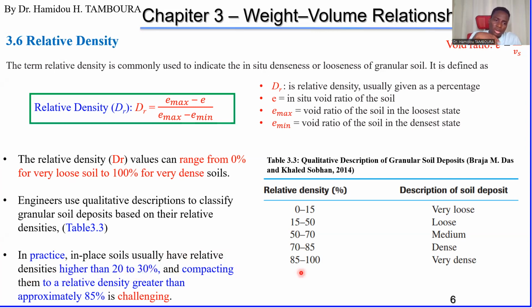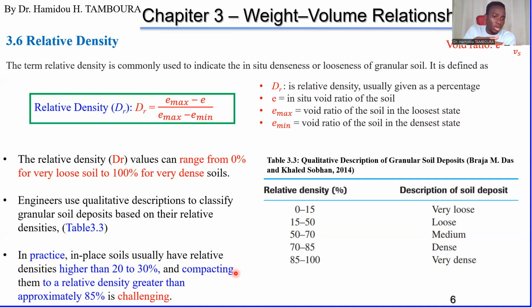That means when you go in the city, usually you find this relative density, higher than this 20 to 30. Okay, then you can compact your soil. There are many ways to compact your soil, to make it reduce the volume.